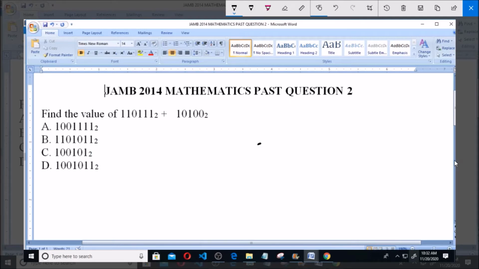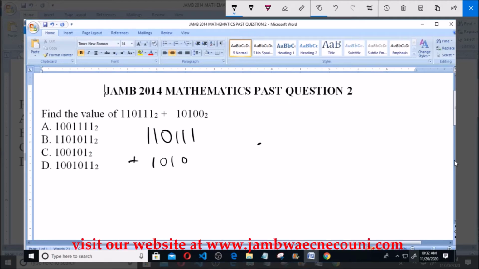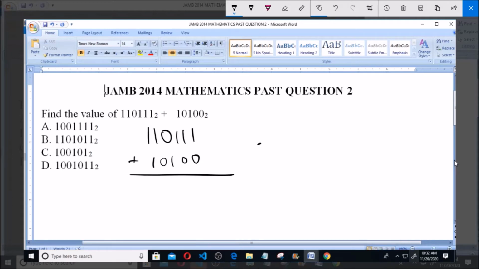Now, we are asked to find the value of this, that is the addition of 110111 in base 2 plus 10100 in base 2. Now, like every other base, or like in base 10, we'll do a normal addition in base 2, because we are given these numbers in base 2.